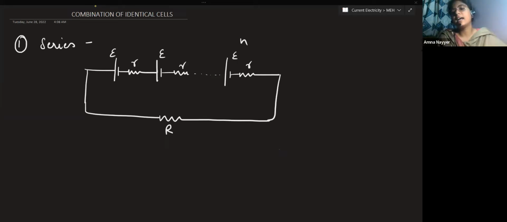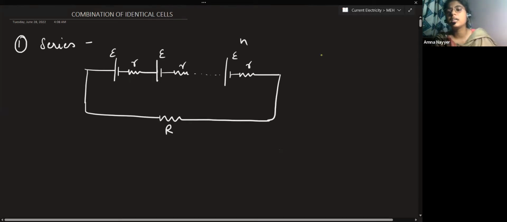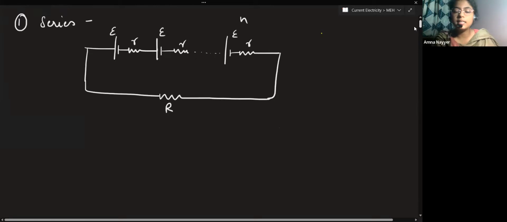So this is the last topic, that is combination of identical cells. How to calculate equivalent EMF and all those things we have already calculated. Earlier we had different values E1, E2 and the internal resistances R1, R2. What if all the values of the cells are the same? That definitely eases your part. So this is an easy topic, all of you will be able to do it. It's better than Kirchhoff's law. Kirchhoff's law wasn't tough, but it was lengthy.